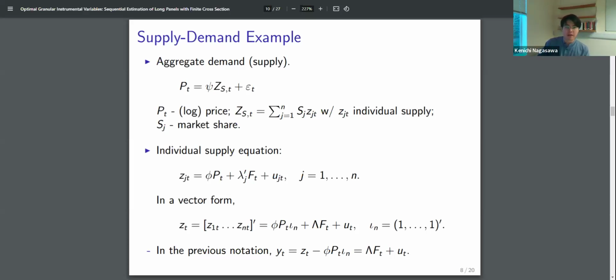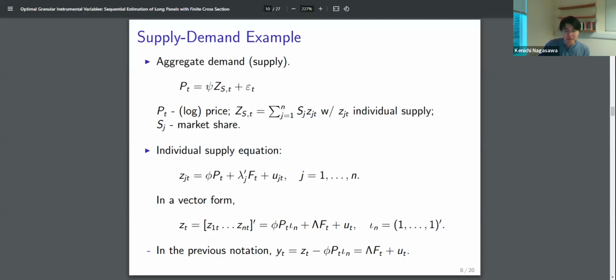So first, I have the aggregate demand equation, and it could be the supply equation, but I just focus on demand for concreteness. So let's say I have this aggregate demand equation, and this is really the inverse demand function, where you have price or log price on the left-hand side, and on the right-hand side, you have the equilibrium quantity, where you can think of equilibrium quantity as the market share weighted individual supply. So here Z_jt is the individual supply, and S_j is the market share of cross-sectional unit j. And this is the aggregate demand equation.